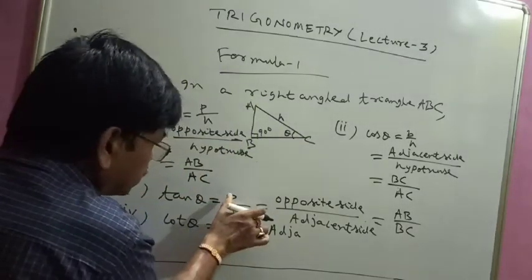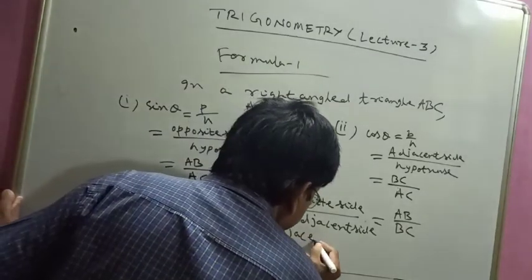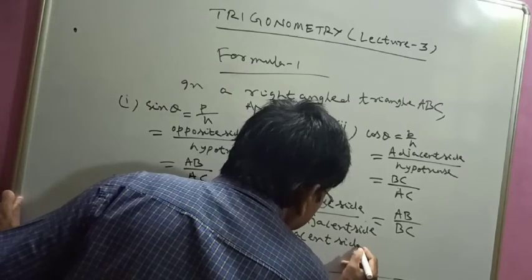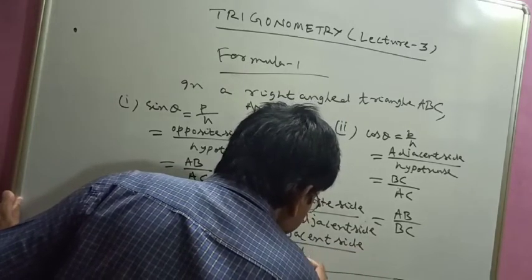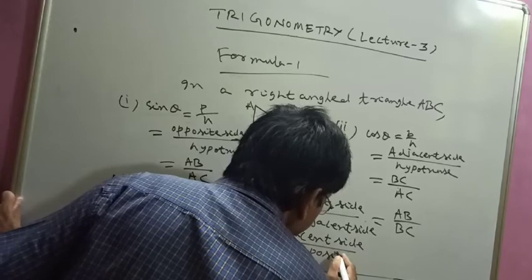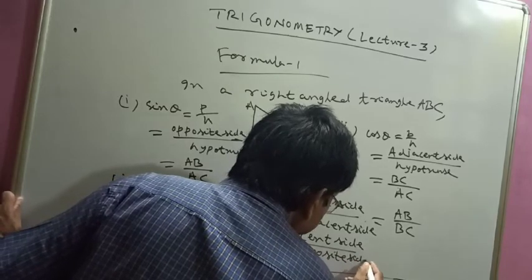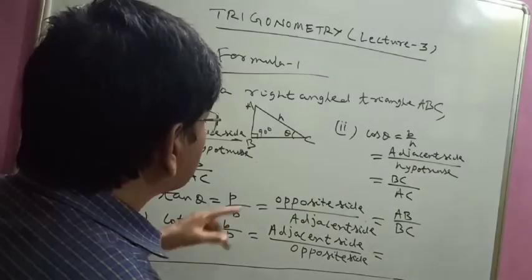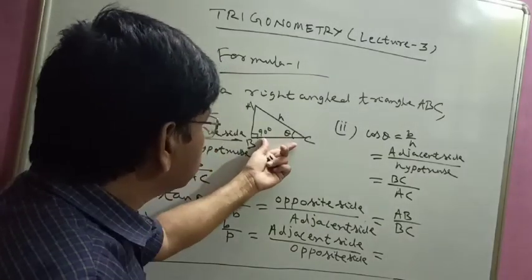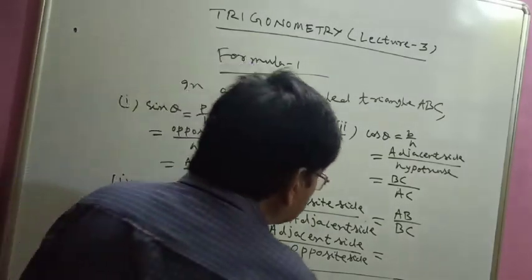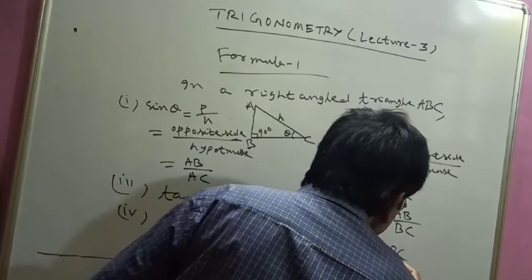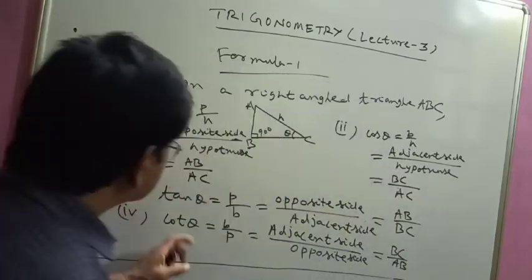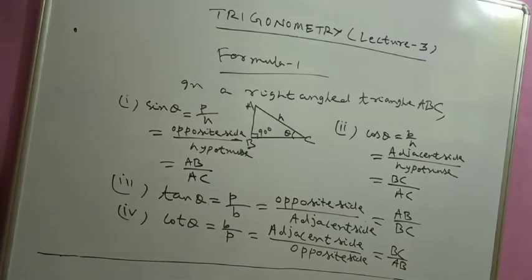So it will be the inverse. That is adjacent side divided by opposite side. So here adjacent side to theta is BC, and opposite side is AB. So BC by AB. So you must remember this. Now we have discussed up to cot theta.